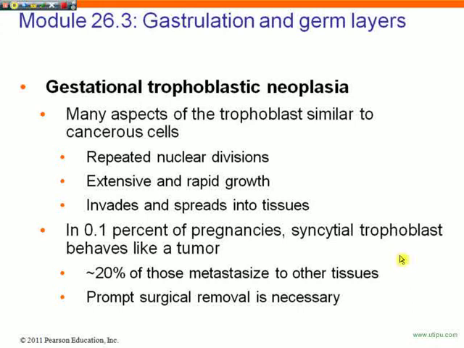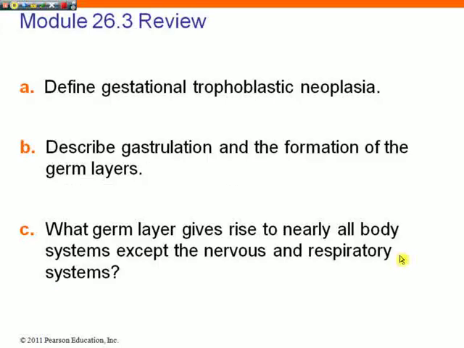Okay, gestational trophoblastic neoplasia. Many aspects of the trophoblast are similar to cancerous cells. They have repeated nuclear divisions, they're extensive and rapid growing, they invade and spread into tissues. In about 0.1% of pregnancies, this trophoblast behaves like a tumor. And about 20% of those will metastasize to other tissues. And this is, of course, not a normal thing, and prompt surgical removal is necessary if that does occur.